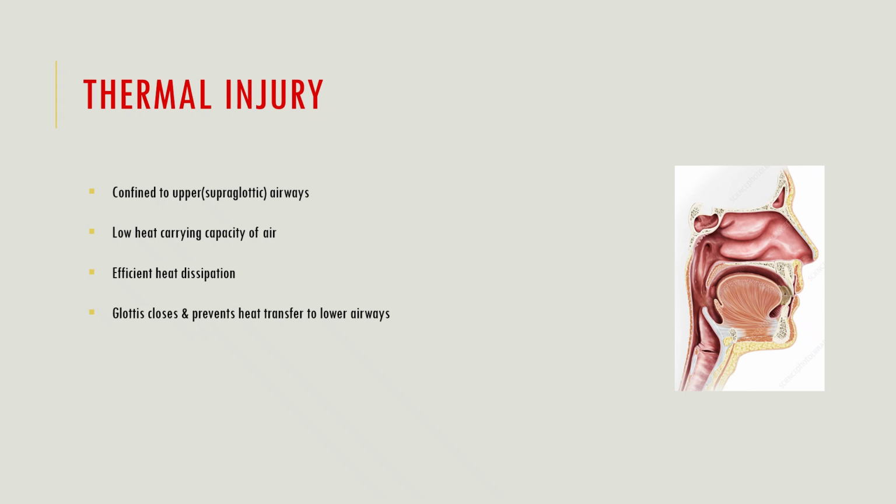The thermal component of the injury is primarily limited to the supraglottic part of the airways. This is primarily because of the low heat carrying capacity of the air in the upper airways, which acts as an insulator and it dissipates heat effectively. In addition, the glottis closes and prevents heat transfer to the lower airways. This is usually the case, except in case of superheated steam, in which there may be some injury to the lower respiratory tract. Otherwise, this is primarily to upper airways only.